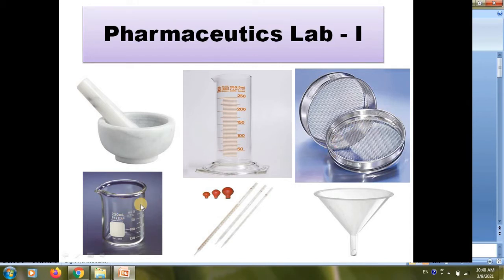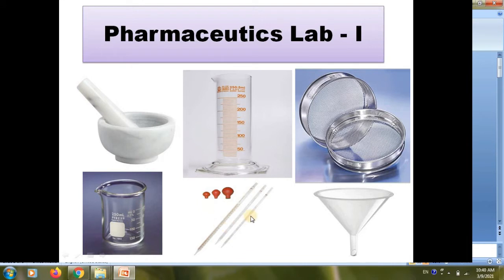Then this one is a beaker. You know very well what the use of a beaker is, for mixing. For stirring kinds of purposes we use the beaker, with the help of a stirrer which will be provided to you. In this we mix different solutions to make a homogeneous mixture. So this will be your beaker.